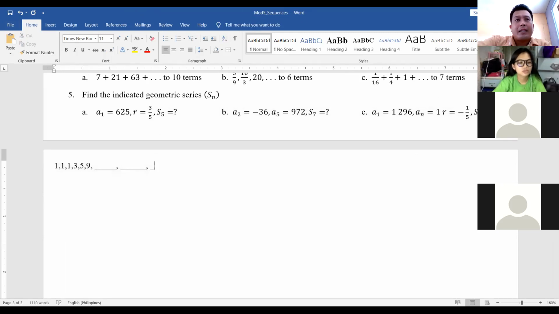Okay, 1, 1, 1, 3, 5, 9. What's the next number in the sequence? Because I might give you a sequence of numbers without any connection to arithmetic and geometric in the exam this Friday or this Saturday. What could be the next number in the sequence?